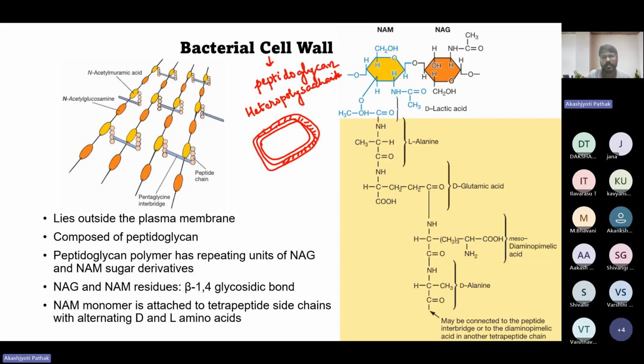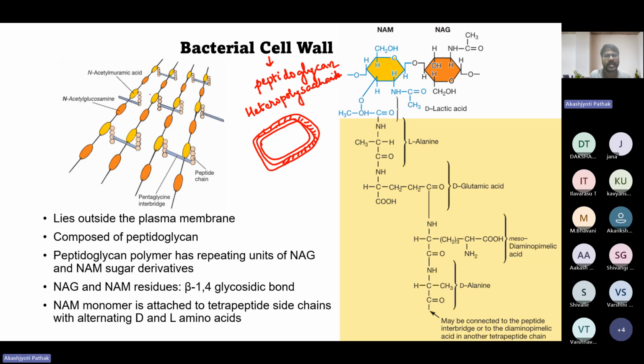And the NAM monomer, these are a few details about this peptidoglycan structure. So this NAM monomer is attached to a tetrapeptide side chain. Because you can see there are 4 different amino acids: L-alanine, D-glutamic acid, diaminopimelic acid, and D-alanine. Okay. And then also D-alanine may be connected to the peptide interbridge or to the diaminopimelic acid in another tetrapeptide chain. So you can see here these gray colored rod-like structures which are connecting one NAM unit to another NAM unit which is present in another strand.